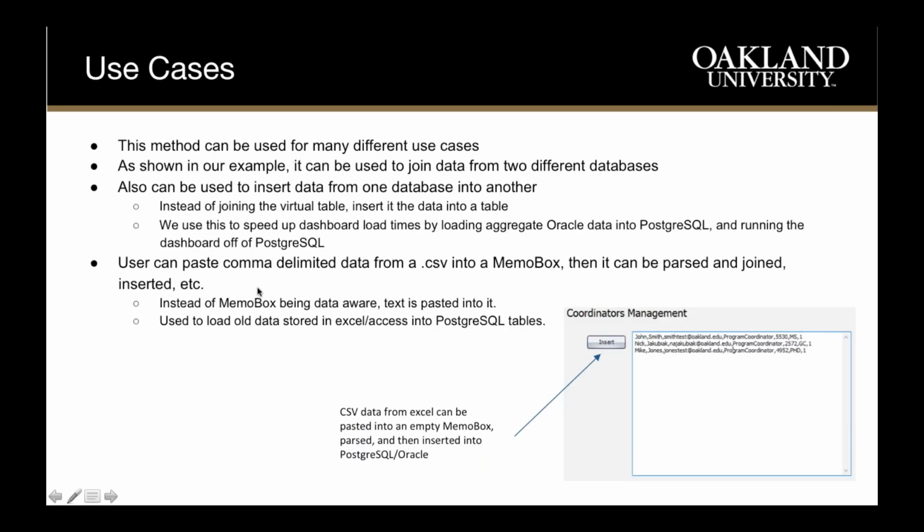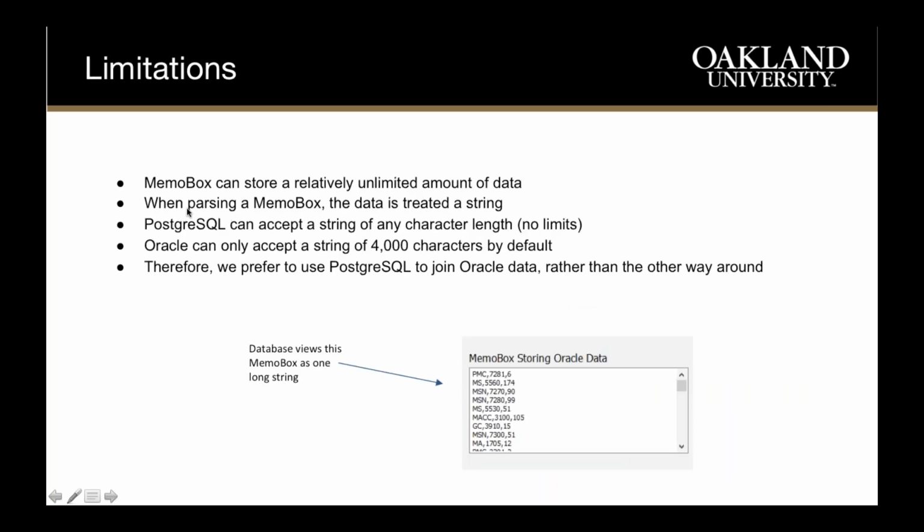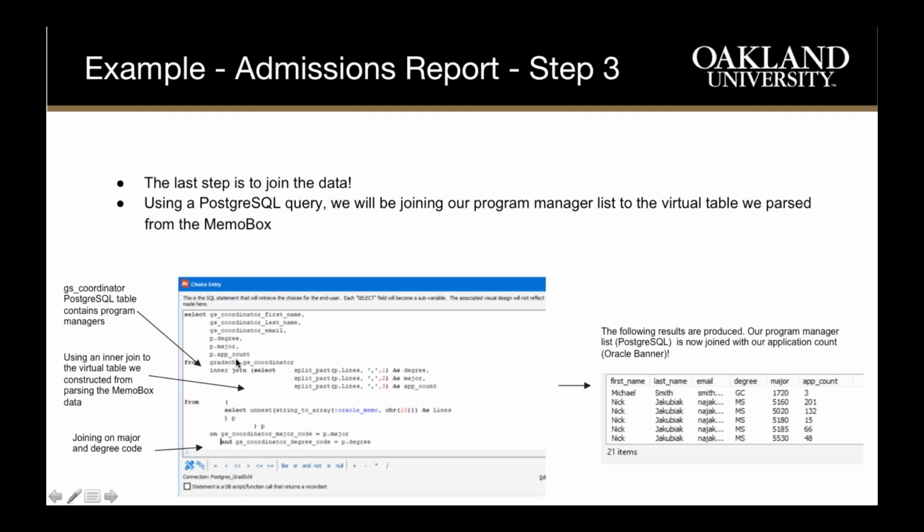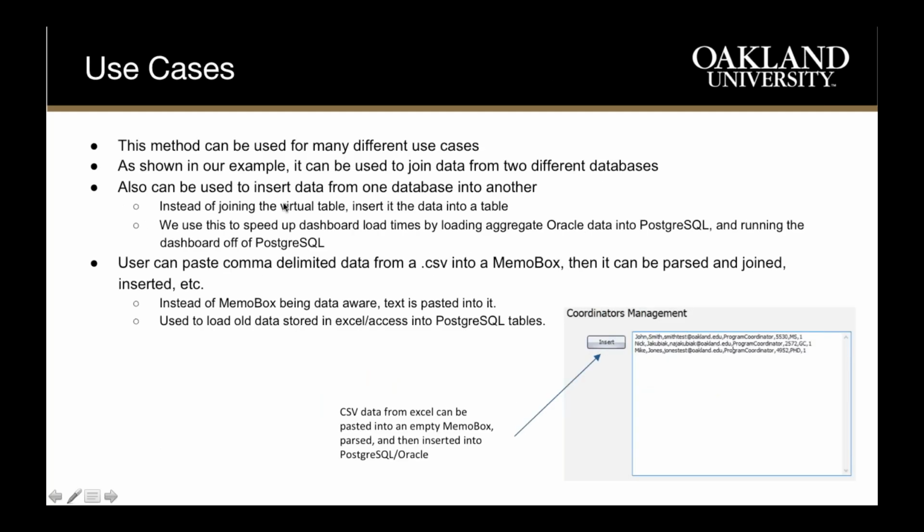All right, so use cases. This method can be used for many different use cases. As shown in our example, we can join together data from two different databases. Another feature that we use this a lot for is inserting data from one database into another. So instead of joining that virtual table, as we did back over here, we can actually insert data into Postgres. We can take data from Oracle, put it in a memo box, read that memo box in Postgres, and then insert the data into Postgres.